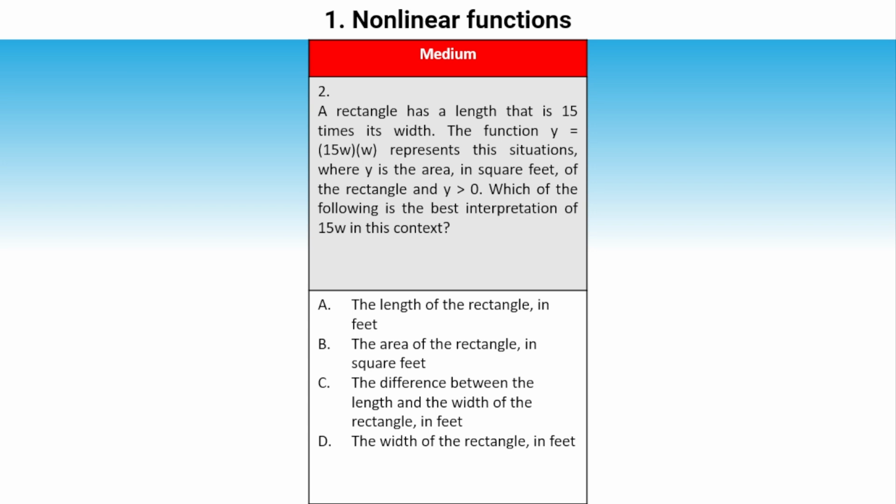So let's see a medium one. A rectangle, very easy, I think this one also. A rectangle has a length that is 15 times its width. The function y equals 15w times w represents this situation where y is the area in square feet of the rectangle and y is greater than 0. Which of the following is the best representation of 15w? Very easy, right? The area of the rectangle is length times width. Basically this is the length, so the option is the length of the rectangle in feet. Okay, that is the length, simple. So let's move to the next one.